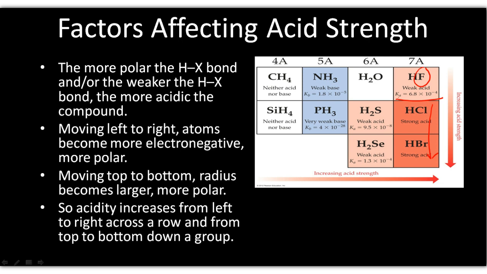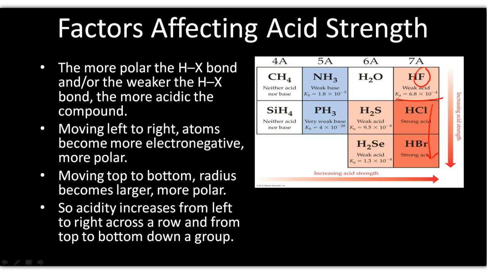So the question is why? Well, it has to do with the polarity of the bond. So we say, for example, that last one we just mentioned, moving from the top to the bottom, the radius of the atom becomes larger, so therefore the bond becomes more polar, and it's easier to break apart that hydrogen from that other atom. I was going to say central atom, but other atom.